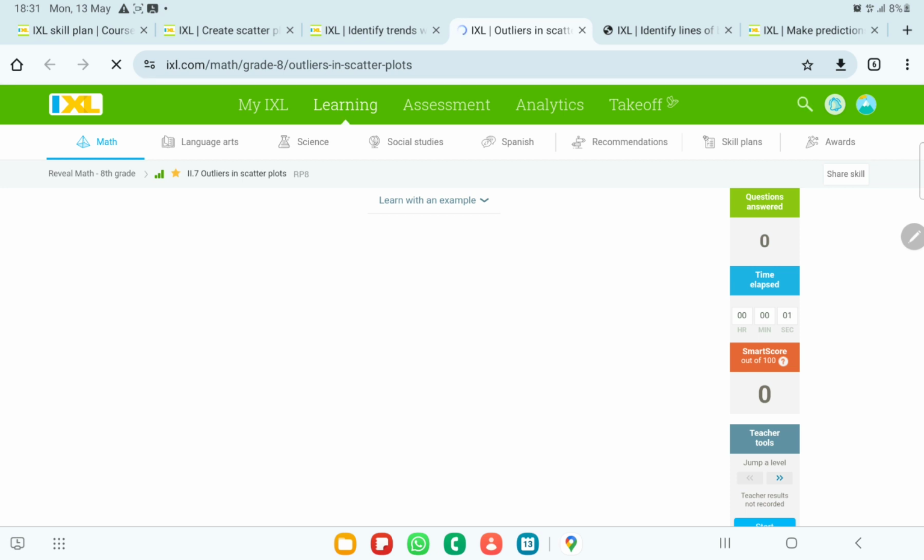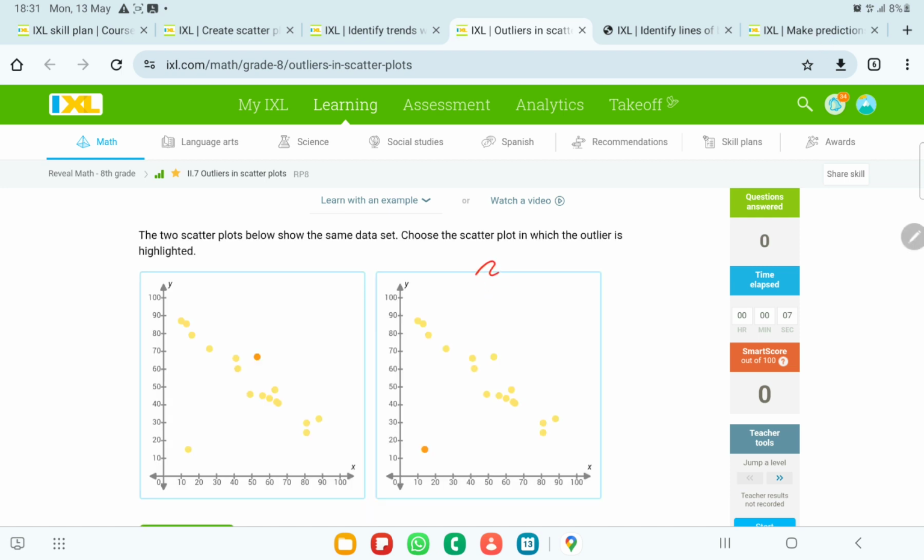What about the outliers? The third skill in the first lesson. An outlier is actually when you have a point that's alone. Look here. Let's read the question together. The two scatter plots below show the same data set. Choose the scatter plot in which the outlier is highlighted. Very good. There is a highlighted dot here. Which of them is an outlier?